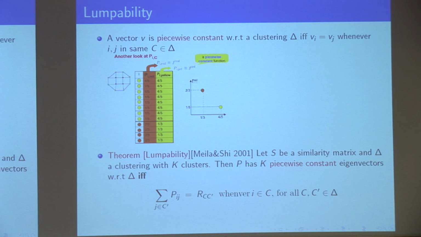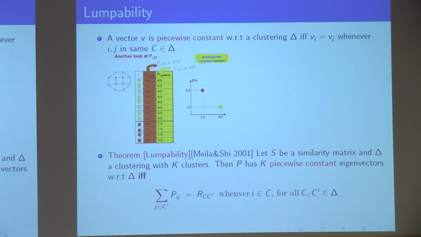It says the following thing: if I'm given a clustering and a transition matrix P, and I compute these sums of transitions from i to a given cluster, and if I manage to make them constant, which is what I get here, and these are sums inside the matrix P, then the matrix will also have, among its eigenvectors, k eigenvectors that are piecewise constant with respect to the same clustering.